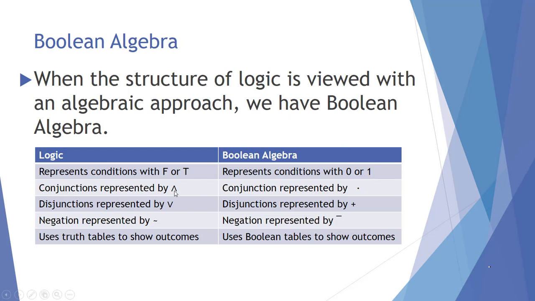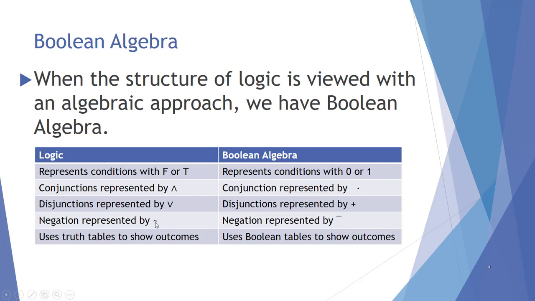Conjunctions, or AND statements, are represented by what looks like an upside down V or a caret. Conjunctions in Boolean algebra are represented by a dot, which is like the multiplication sign in regular algebra. Disjunctions we represent with a symbol that looks like a V, but disjunctions in Boolean algebra are represented by a plus sign. So multiplication signs in Boolean algebra mean AND, addition signs in Boolean algebra mean OR.